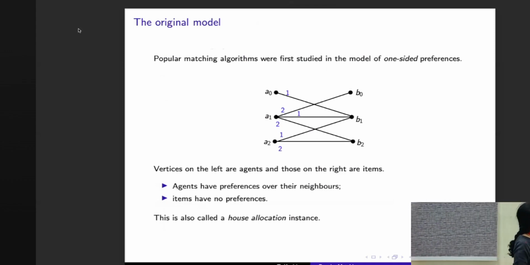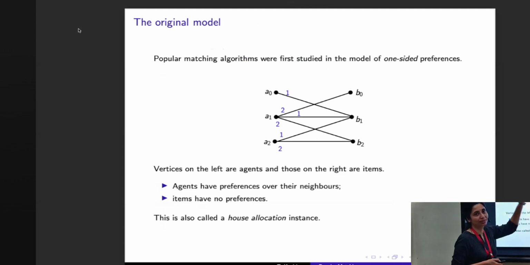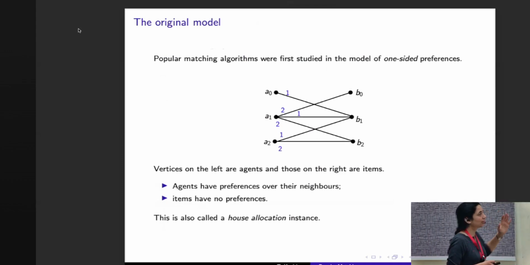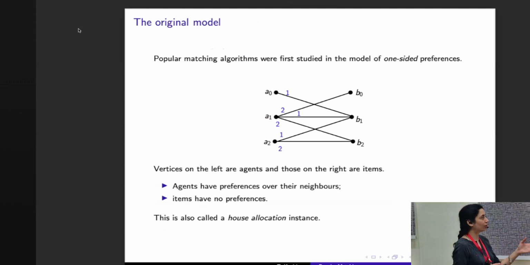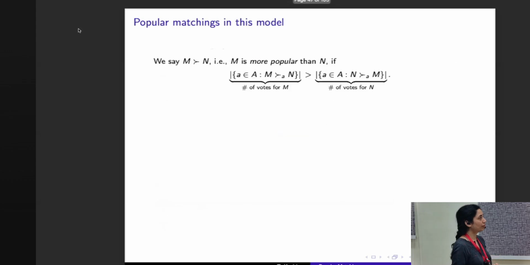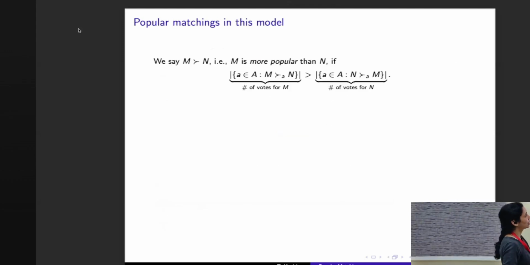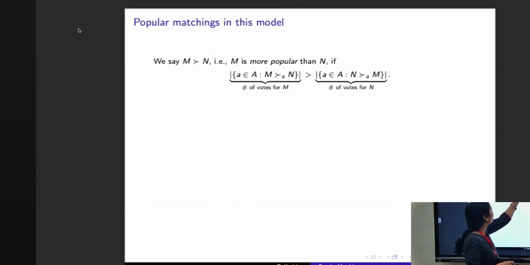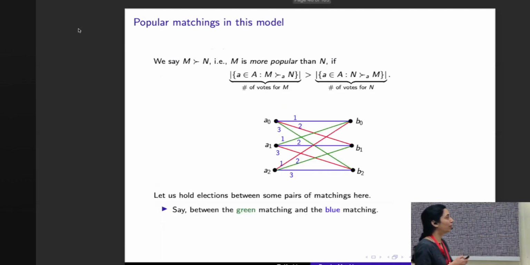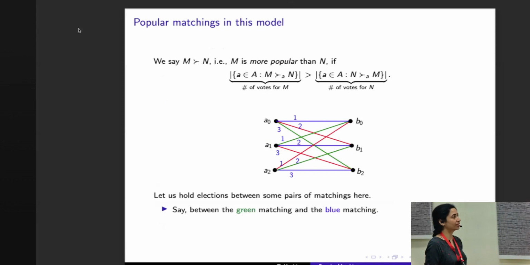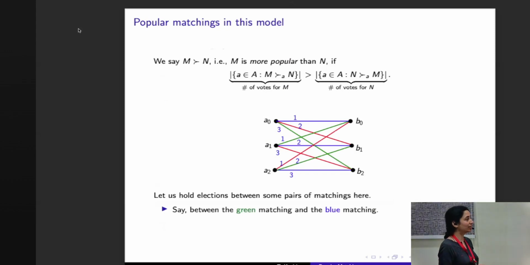And in fact, we have also considered ties in preferences, if you have noticed. So we are in this model of one-sided preferences and we have also allowed for ties in preferences. And when we compare two matchings, we only count the votes of agents. And we go back to the problem that we saw with weak Condorcet winners. When we hold elections between pairs of matchings, in fact, there can be cycles.